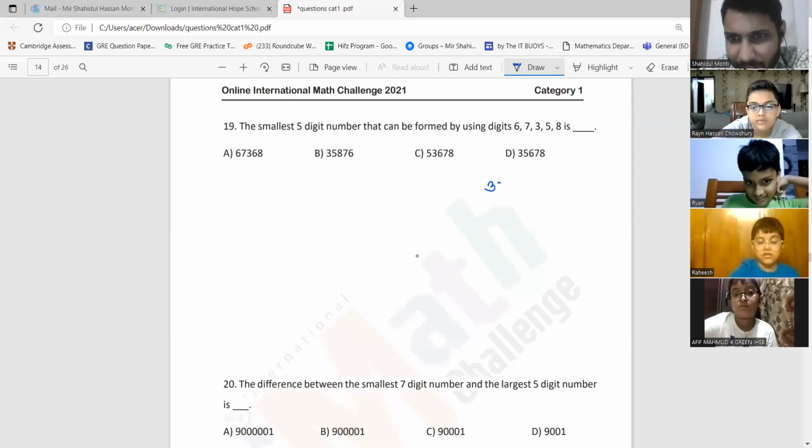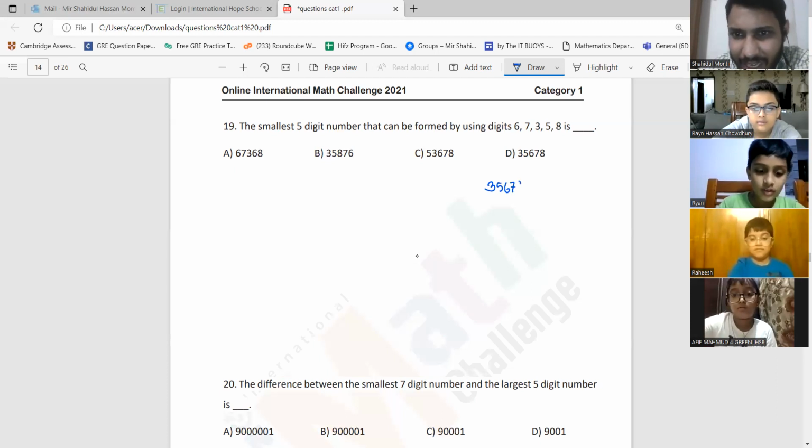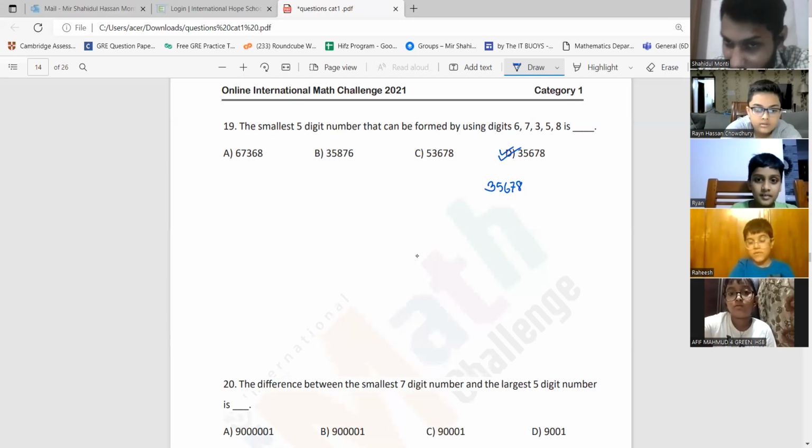Then we have 5, then we have 6, 7, 8. So 3, 5, 6, 7, 8: 35,678. This is one technique.